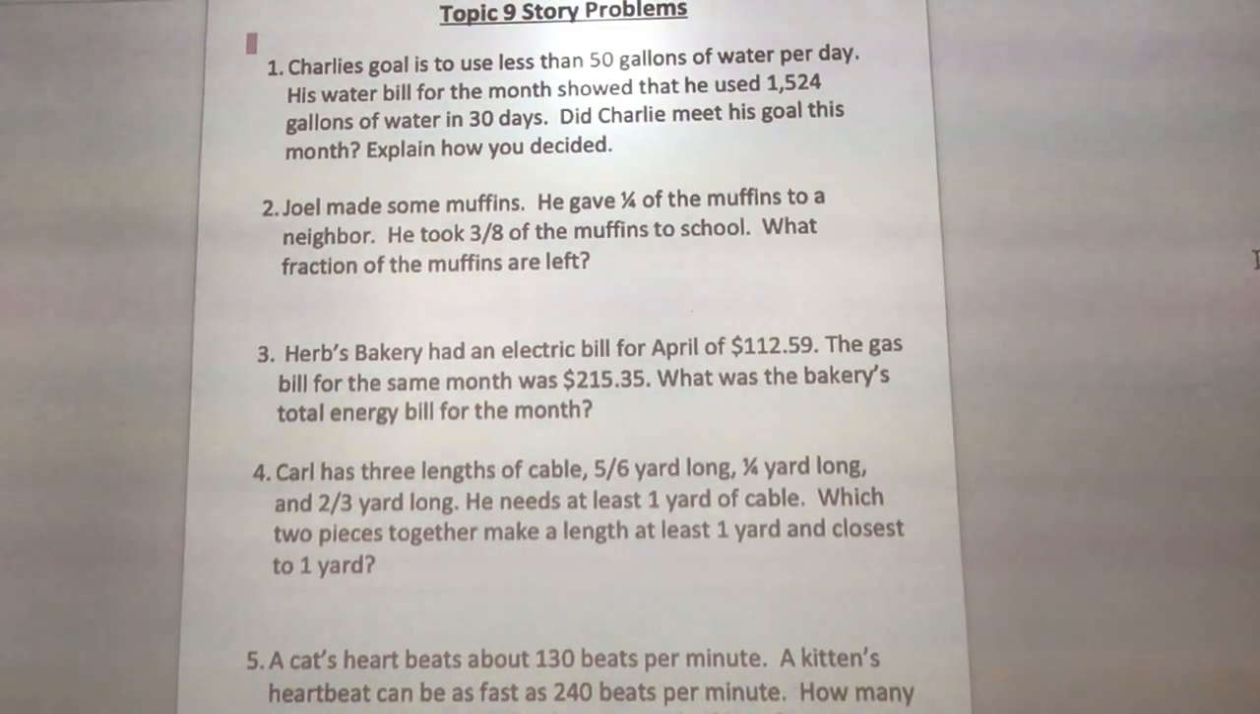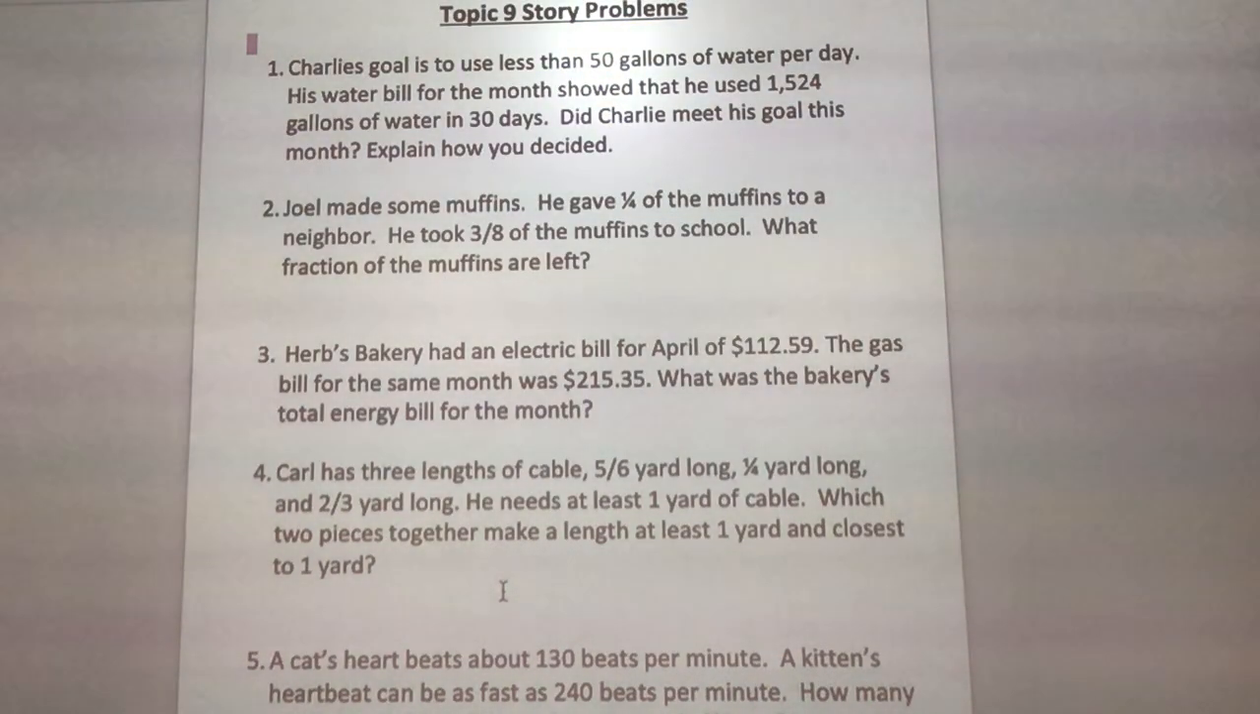One is 5/6 yard long. One is 1/4 yard long. And the other is 2/3 yard long. He needs... Hold on. Your computer's not liking you right now. I know. There we go. He needs at least 1 yard of cable. He has 3, we're only going to pick 2. Which 2 together make at least 1 yard and is the closest to 1 yard?